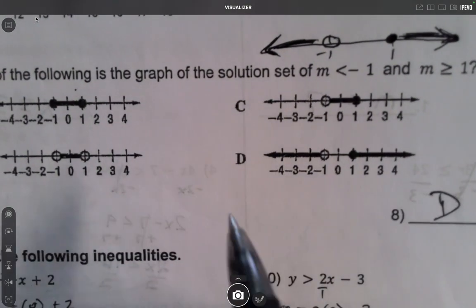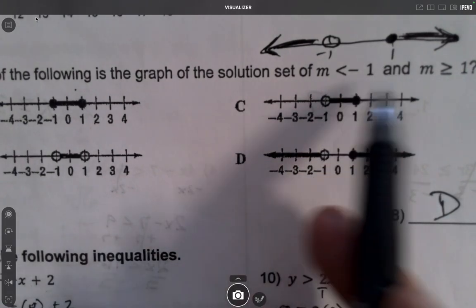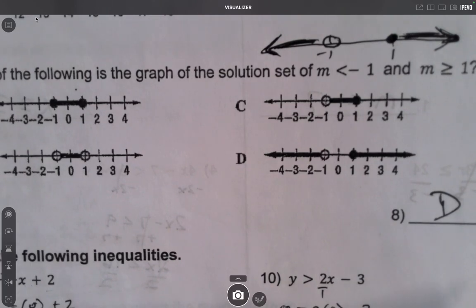So as you can see, the only one that has two arrows going two different directions is D, and it matches what we have as far as the dots as well. So that's why the answer is D.